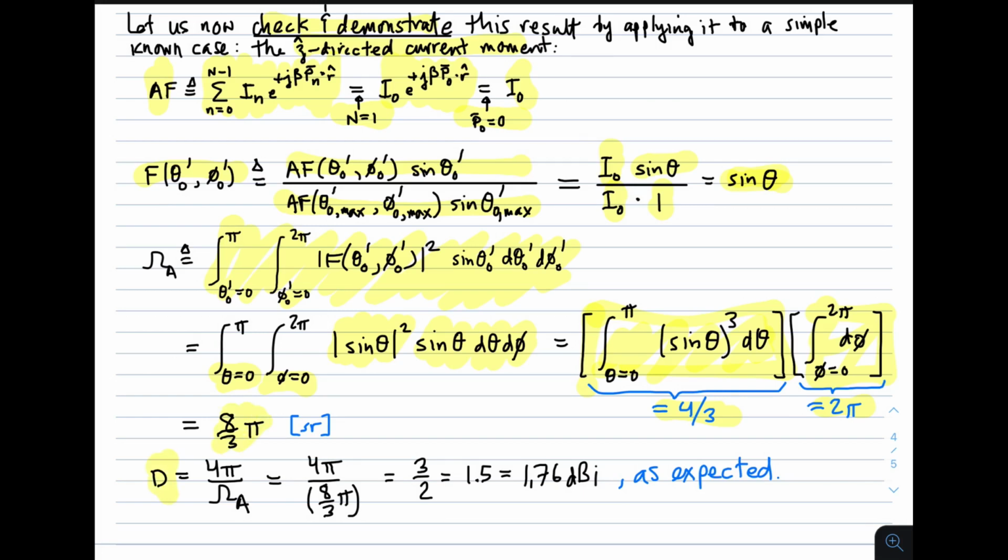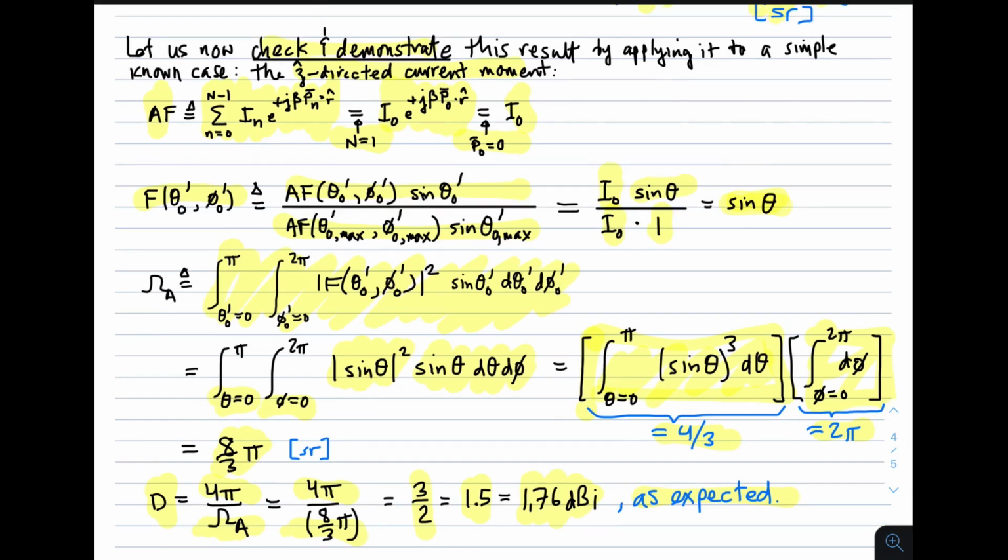And then finally, to get the directivity, that's this 4π divided by the beam solid angle. That is 4π over 8π/3, which is 3/2, which is 1.5, which is 1.76 dBi, as expected. So hallelujah, this all checks for the special case of a ẑ-directed current moment. Now, of course, the intended use for all this is for arrays of arbitrarily large numbers of current moments. And so that's a topic for a different lecture. But for now, at least we know this theory survives this simple check. That concludes this lecture on the directivity of arrays of current moments.